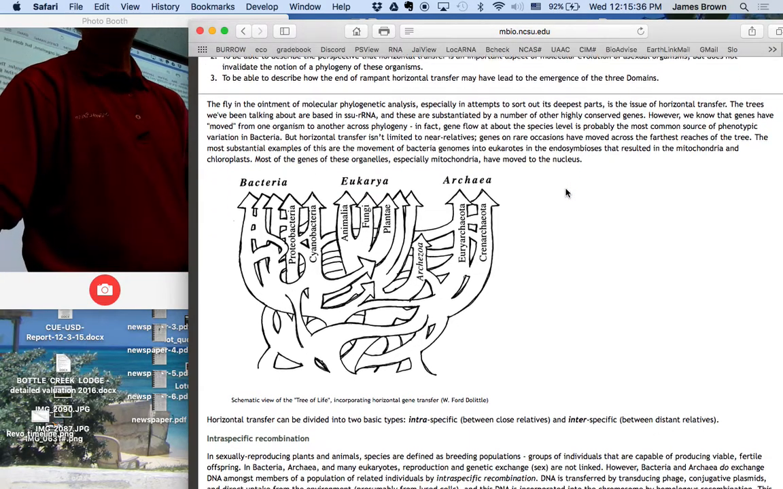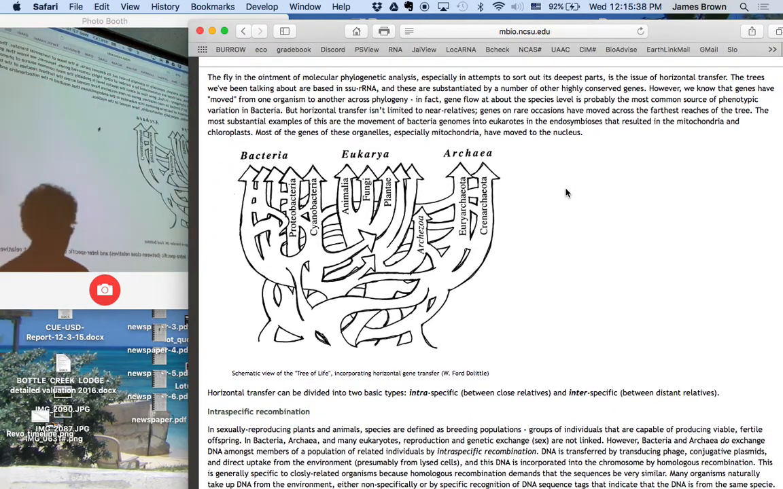We talked about specific cases where horizontal transfer can be a problem. And if you're studying antibiotic resistance genes, you're not going to learn anything about the organisms that carry them phylogenetically. But horizontal transfer has the potential to be a lot more fundamental an issue in phylogenetic analysis than that.